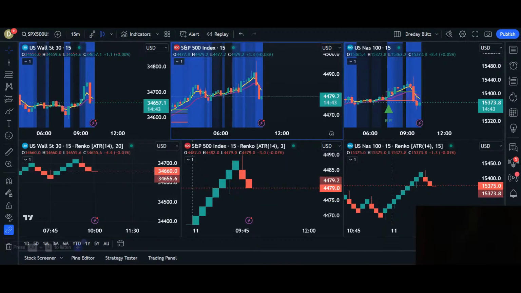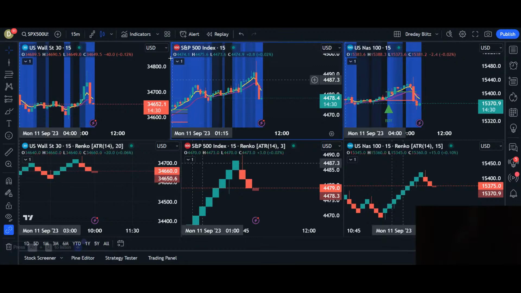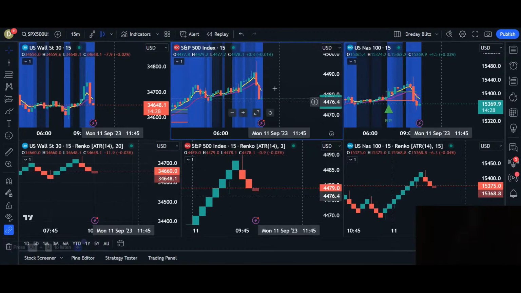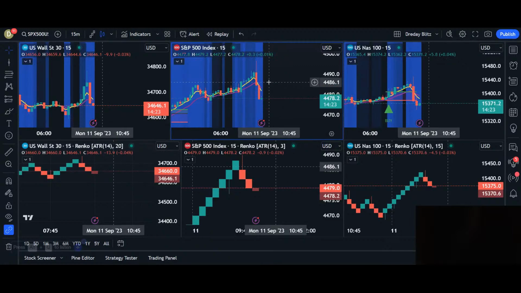So we're at the top of the hour. US 30 is showing sell. It's reversing right now. Same thing for S&P 500, and Nasdaq already reversed.